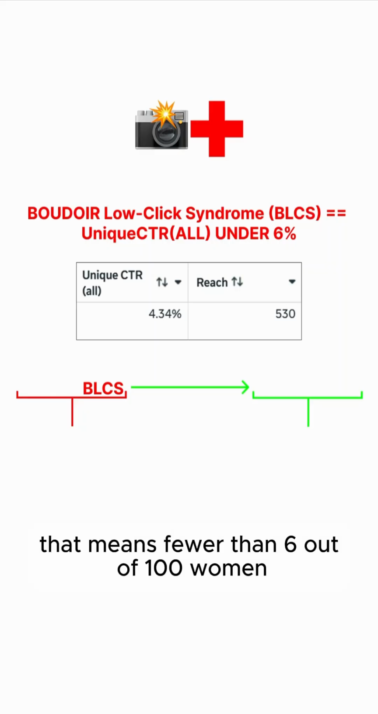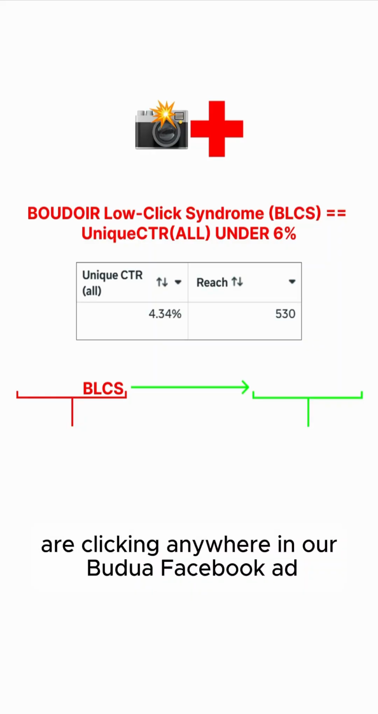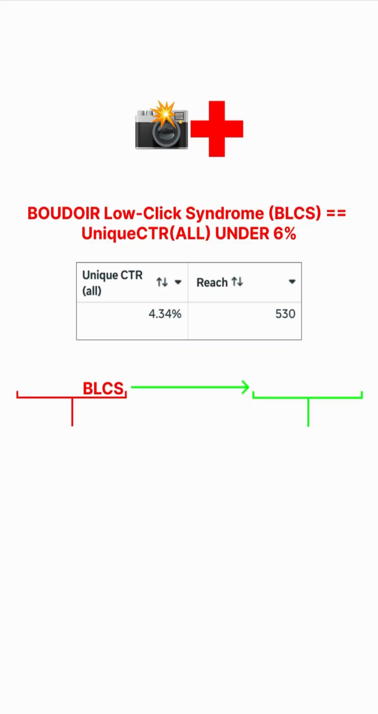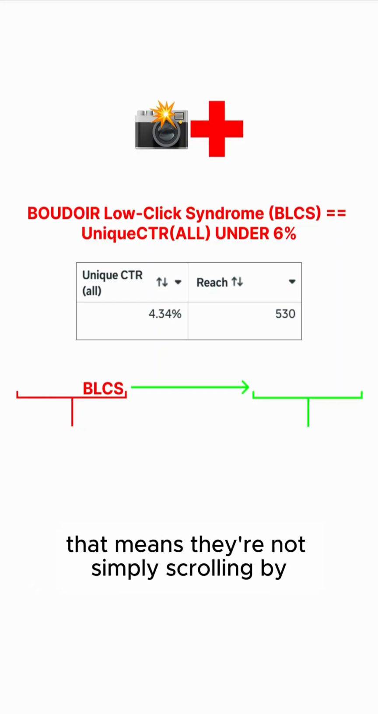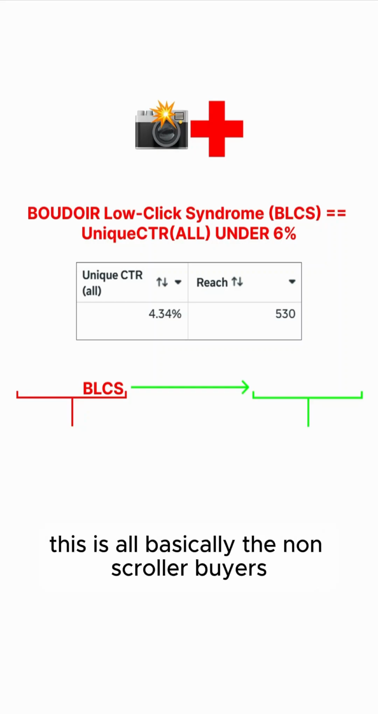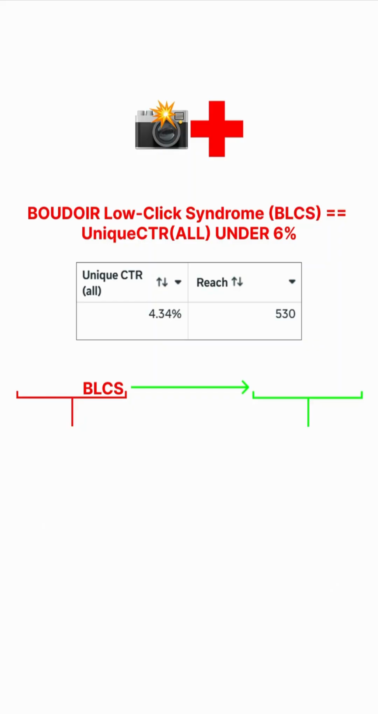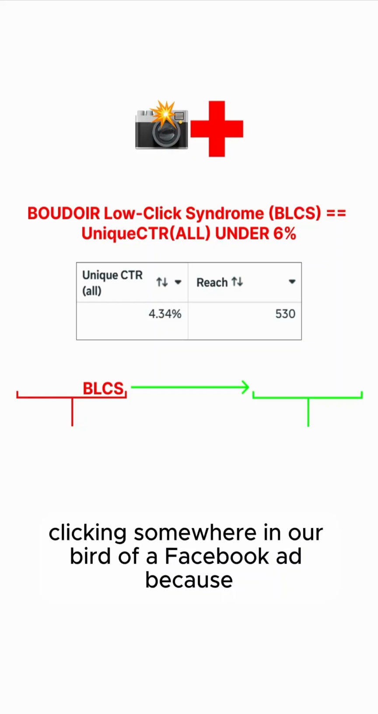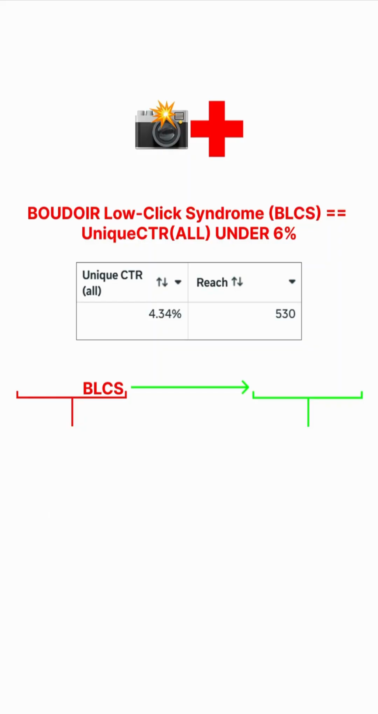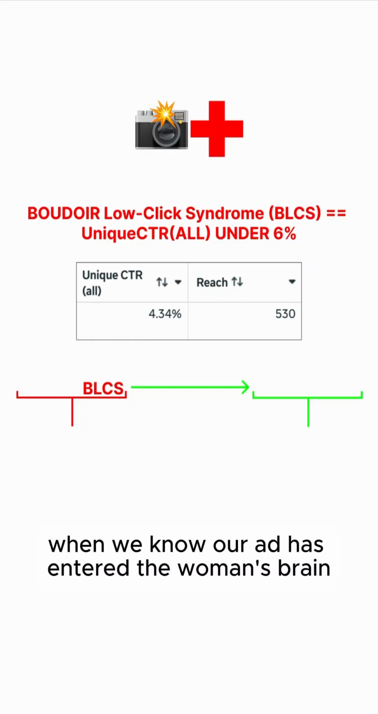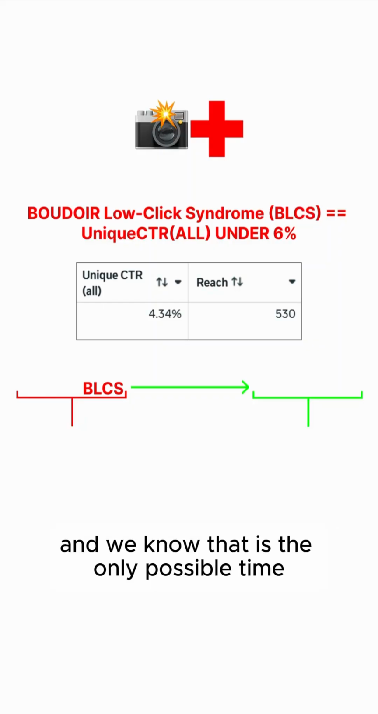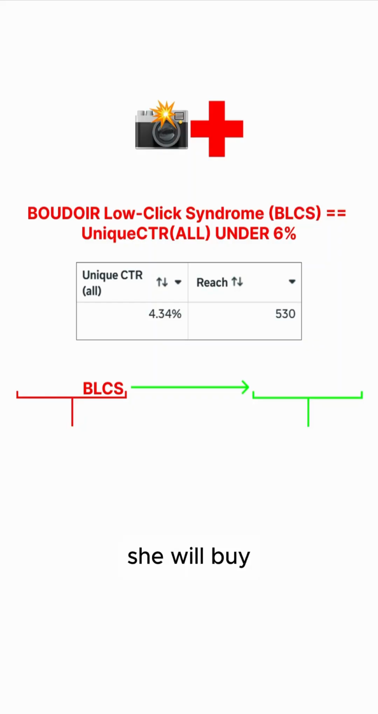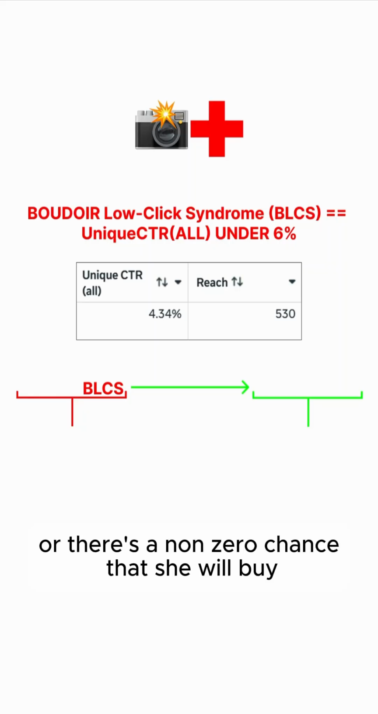That means fewer than 6 out of 100 women are clicking anywhere on our Boudoir Facebook ad. And we care about this because if they're clicking somewhere on our ad, that means they're not simply scrolling by. This is all basically the non-scroller buyers. And we want to maximize the number of women clicking somewhere on our Boudoir Facebook ad because that is when we know our ad has entered the woman's brain, and we know that is the only possible time she will buy, or there's a non-zero chance that she will buy.